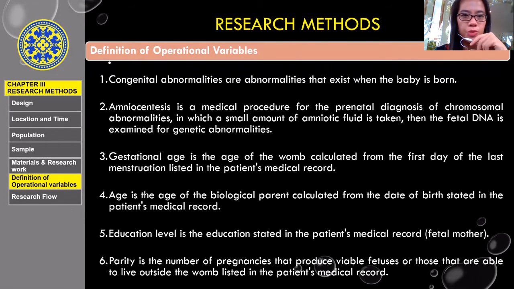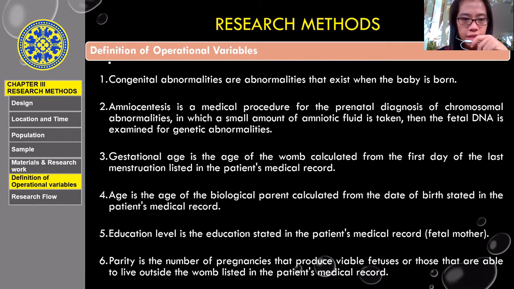The definition of operational variables, I will not explain in great detail, just brief. Congenital abnormalities are abnormalities that exist when the baby is born. Amniocentesis is a medical procedure for the prenatal diagnosis of chromosomal abnormalities in which a small amount of amniotic fluid is taken, then the fetal DNA is examined for genetic abnormalities. Gestational age is the age of the womb calculated from the first day of the last menstruation listed in the patient medical record.